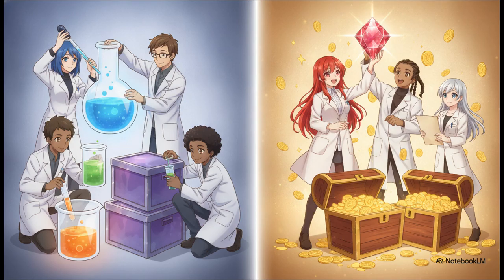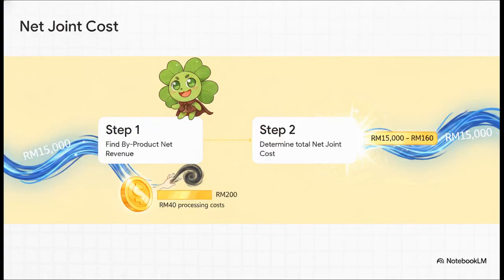The second is the sales value method, where we split the bill based on how much money each product is actually going to make us, either right at the split-off point or after final processing. But hold on, before we split that massive main bill between the VIP joint products, we have to deal with our sidekick byproduct. Let's say we have a byproduct named Lucky.